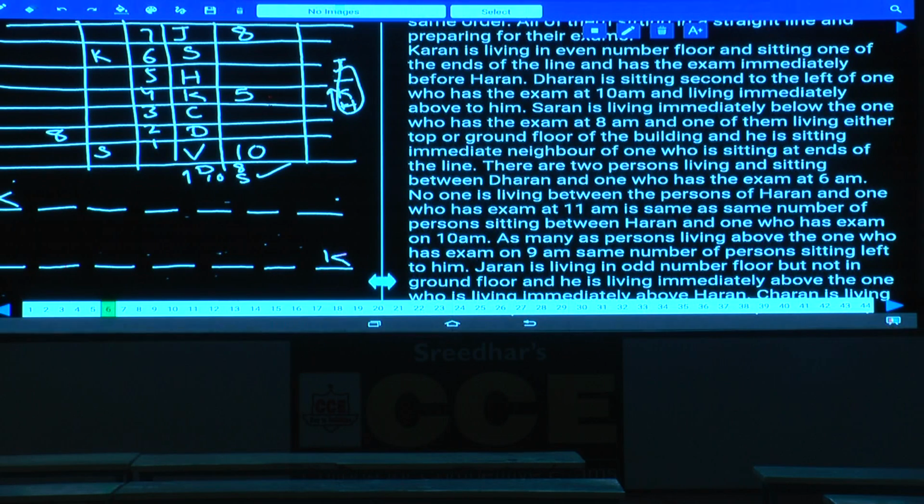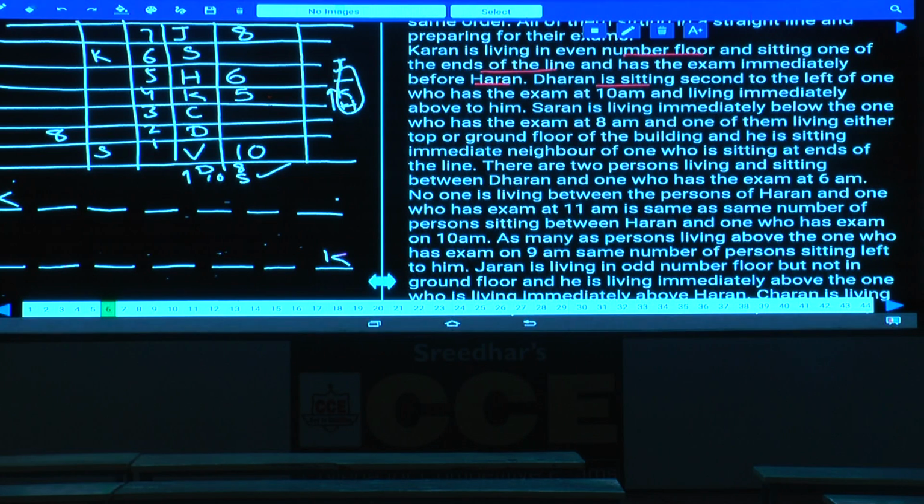Karan is living on an even number floor and is seated at one of the ends of the line and has the exam immediately before Haran. Now Karan is having the exam at what time? Karan is having it at 5 o'clock, and Haran should have 6 o'clock, because Karan is having it immediately before Haran.